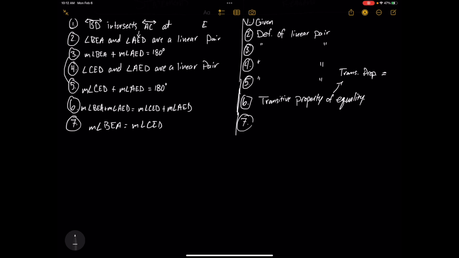Now, why can I say that? I kind of hinted toward it. Combine like terms or transitive property of equality? It's neither. It is a property of equality. Say that again. Subtraction. The subtractive property? Subtraction property of equality.